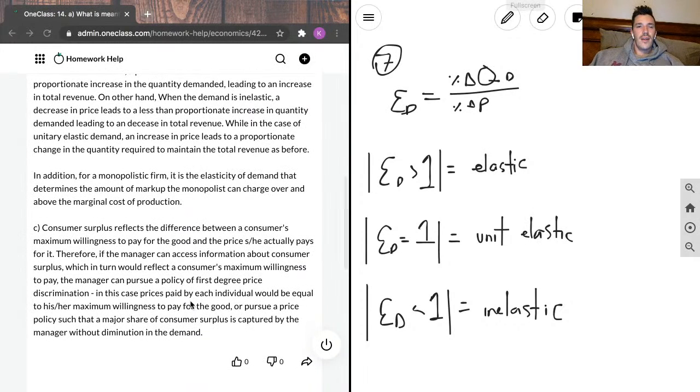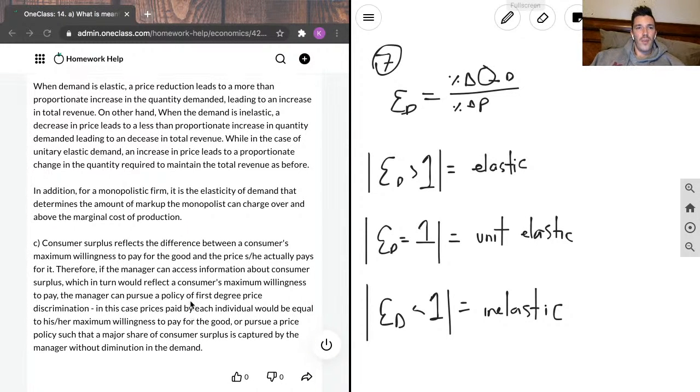When demand is elastic, a price reduction leads to a more than proportionate increase in the quantity demanded, leading to an increase in total revenue. On the other hand, when the demand is inelastic, a decrease in price leads to a less than proportionate increase in quantity demanded, leading to a decrease in total revenue. In the case of unitary elastic demand, an increase in price leads to a proportionate change in quantity required to maintain the total revenue as before.